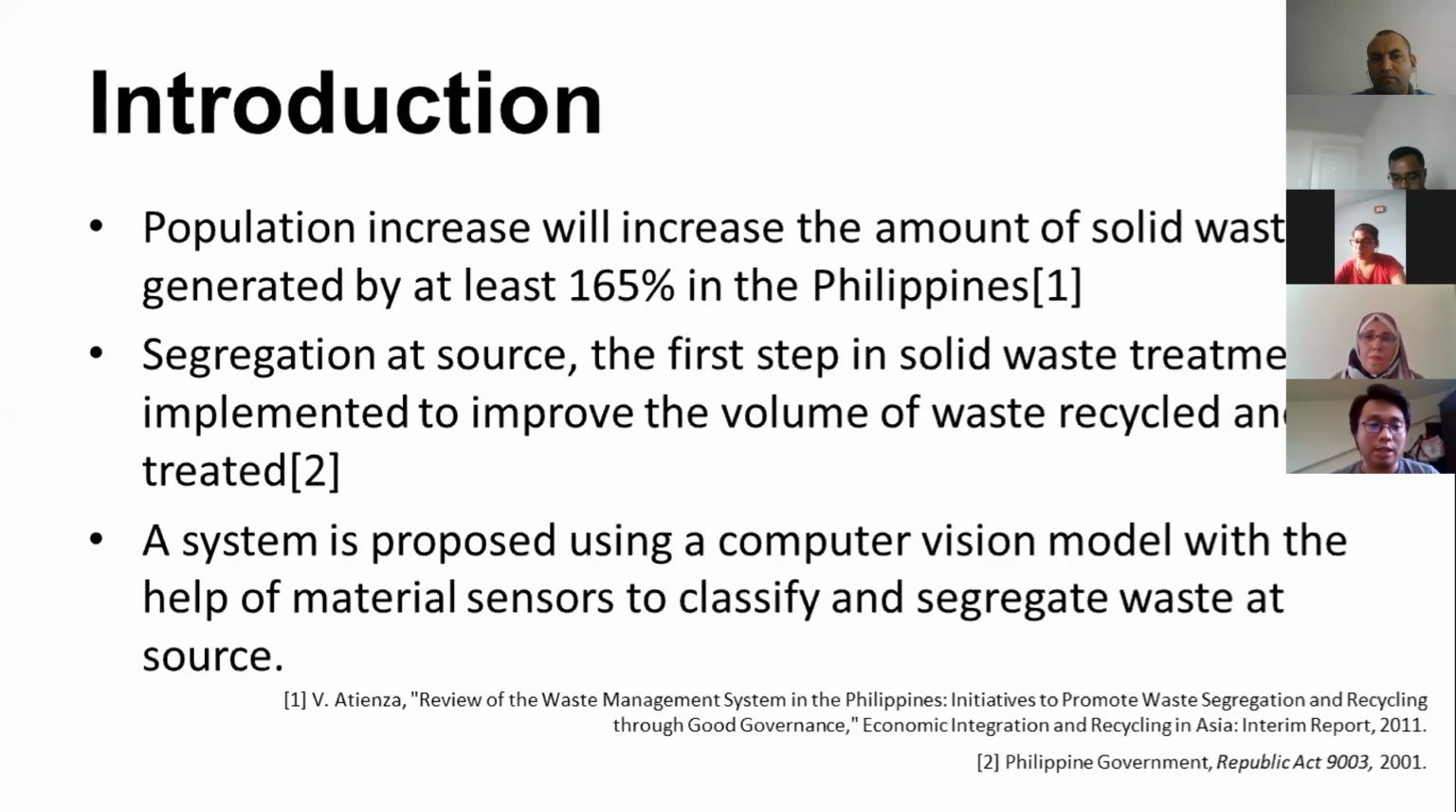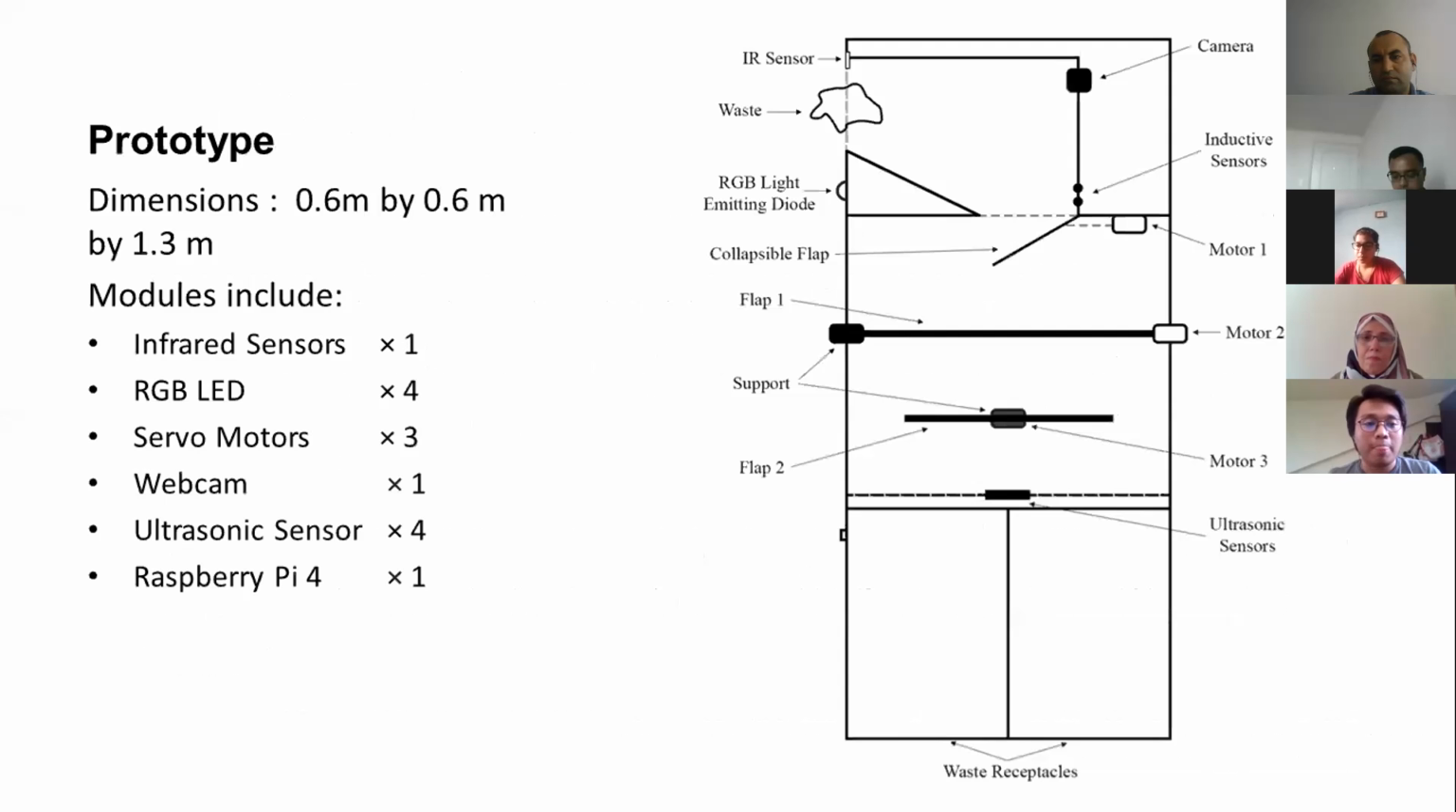We tried to develop a system using a computer vision model with the help of some material sensors, in this case, an inductive sensor, to help classify and segregate the wastes at source. So here is what we designed, our prototype. We only had around 4 months to design everything and create this. It's around 0.6 by 0.6 by 1.3 meters.